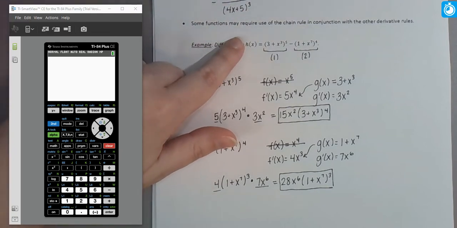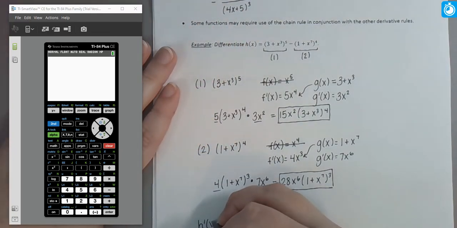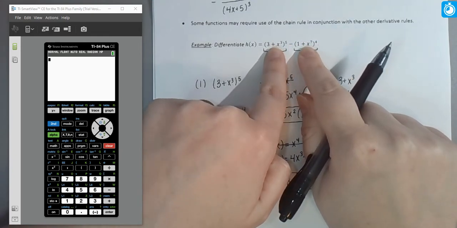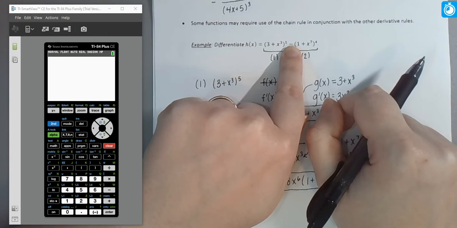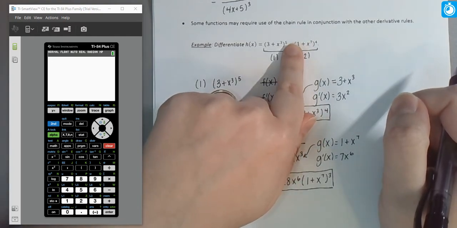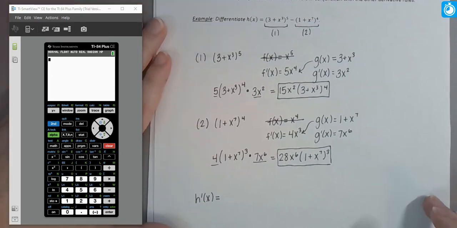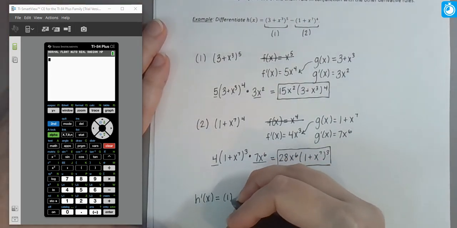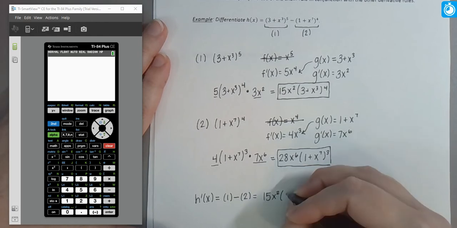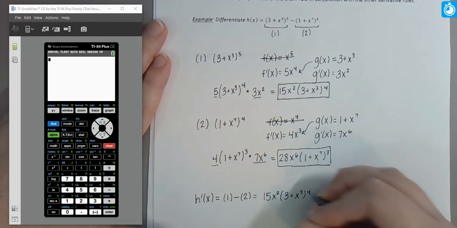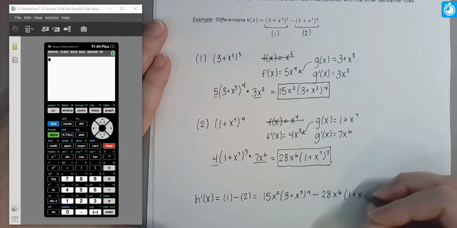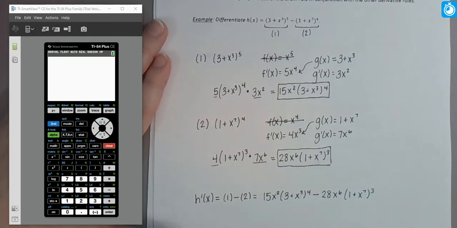So if we want to differentiate the whole function, h prime of x, well, it's one composite function minus another composite function. And so the fact that we're differentiating two things that are subtracted tells us we can take the derivative of the first, the derivative of the second, and just subtract those two derivatives. So h prime of x is just going to be the result from 1 minus the result from 2, which is going to be 15x squared times 3 plus x cubed raised to the 4th power minus 28x to the 6th power times 1 plus x to the 7th cubed. That will be our final answer.